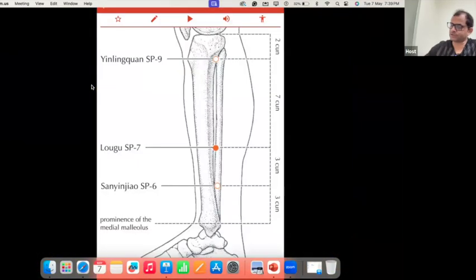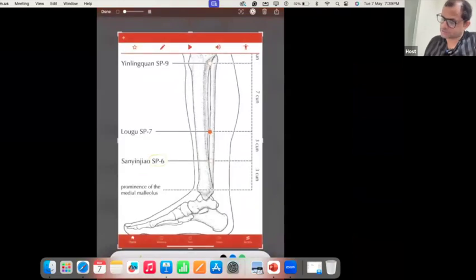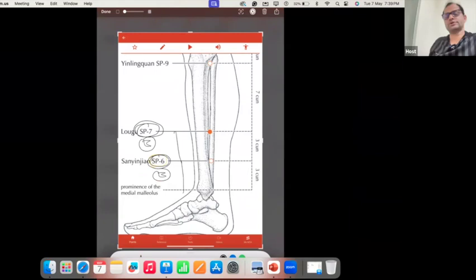So now look at this image first. If you see here, this is the spleen 6. ये हमारा spleen 6 है, और ये हमारा spleen 7 है. Spleen 6 is 3 chun up, then spleen 7 is again 3 chun up. So we can see there are 2 wonderful points here, spleen 6 and then spleen 7, right? The area in between spleen 6 and 7 is one of the great areas. ये area बहुत ही शानदार है. We should massage here. हम यहाँ पर मसाज कर सकते हैं.